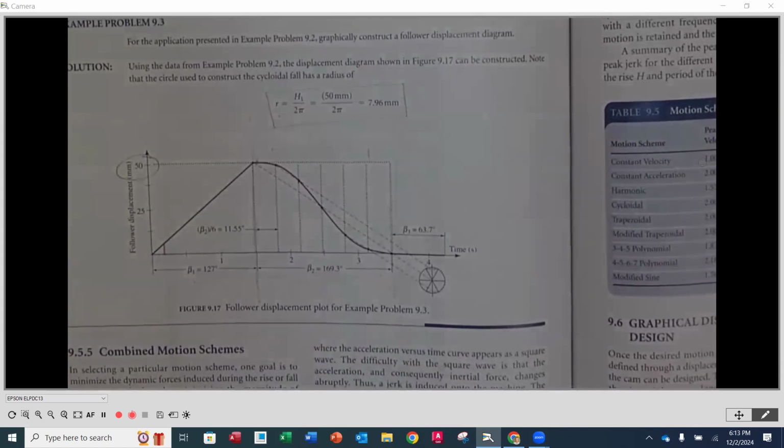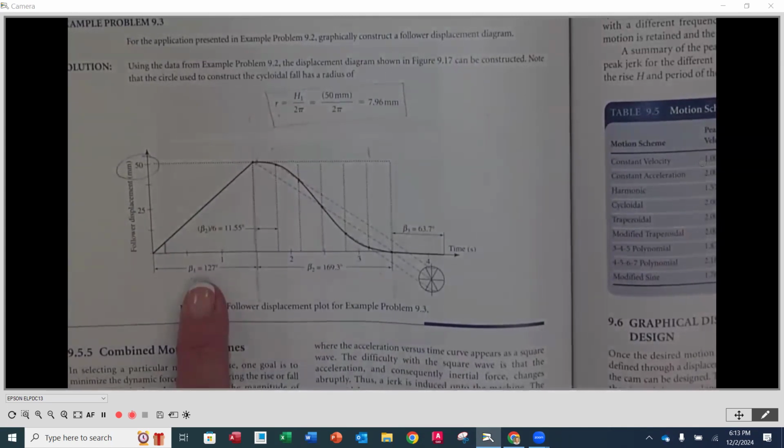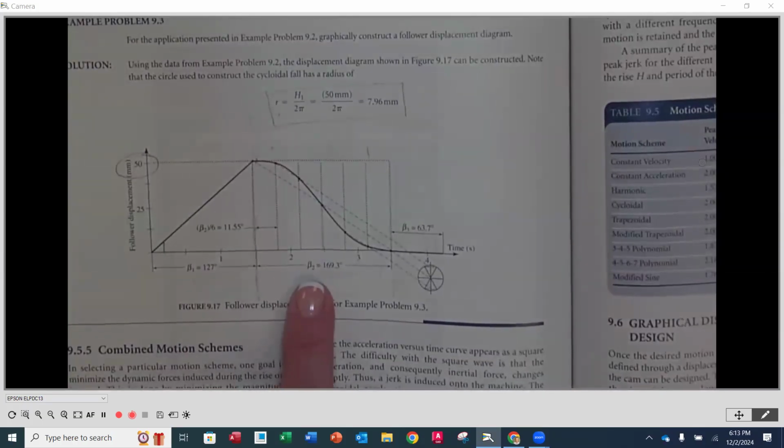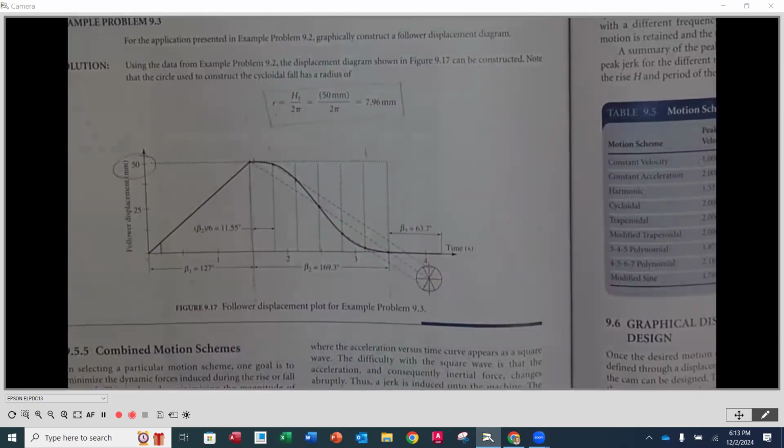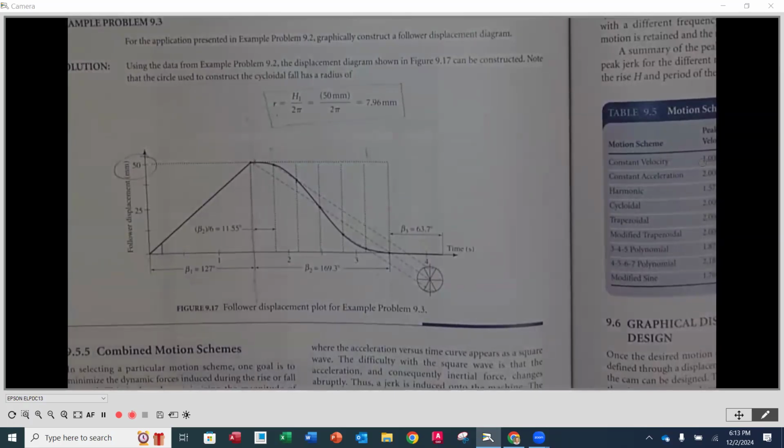Now we figured out each one of our betas. So we have beta 1 as 127.1 degrees. Beta 2 was 169.3, I had 169.4. And then they had the last 63.7, I had 63.5. As long as you're within decimals of the degrees, you're in good shape. And when you add them together, you come up with your 360, which I did exactly on the dot.